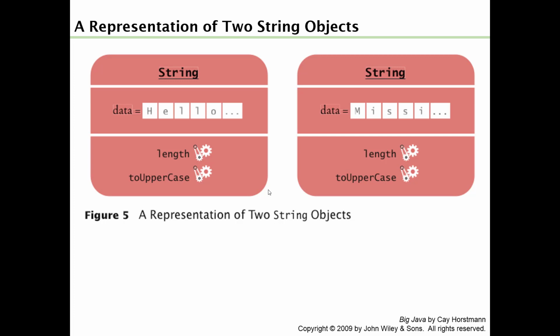Now here we are looking at two strings. One has Hello in it, the other one looks like it has Mississippi in it. Both of them are objects of the String class, so they're the same kind of thing, but they have different data inside them. Notice that the methods for the two objects are the same because they belong to the same class. You can ask this string how long it is, you can ask that string how long it is. You can get a copy of the string all in uppercase from this one, do the same here. So the methods are the same, it's just the data that is different.